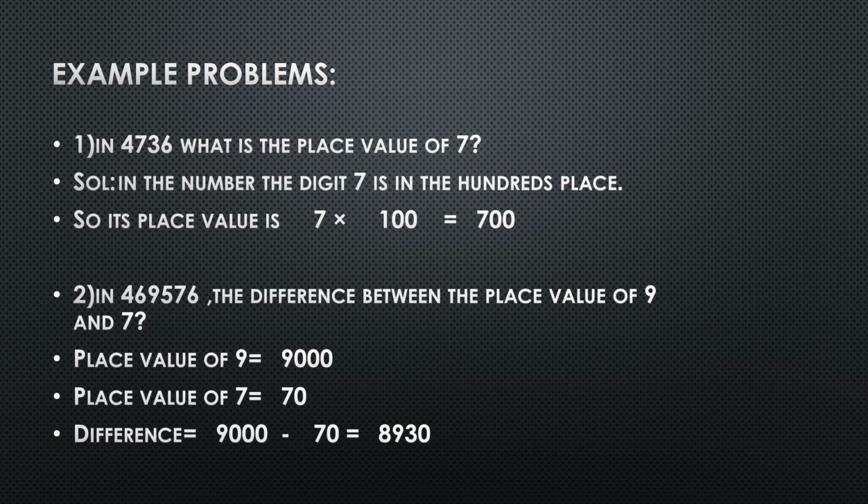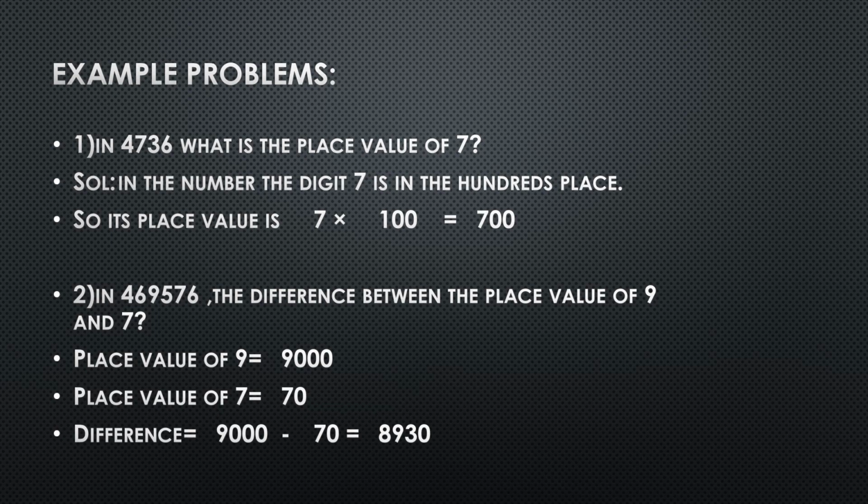Example problems. In 4736, what is the place value of 7? In 4736, 4 is in thousands place, 7 is in hundreds place, 3 is in tens place, 6 is in ones place. So 7 is in hundreds place. The place value of 7 is 700.